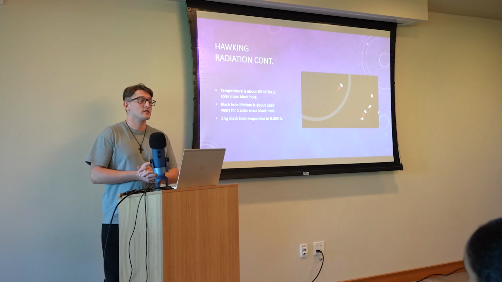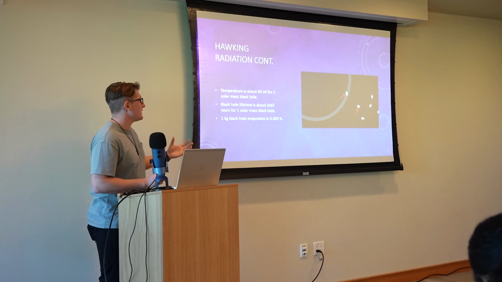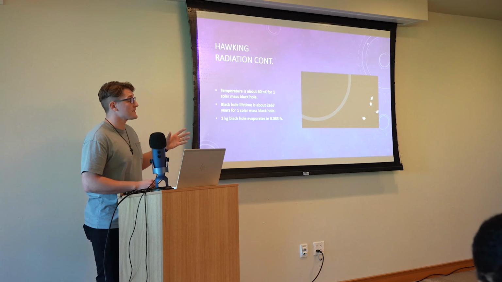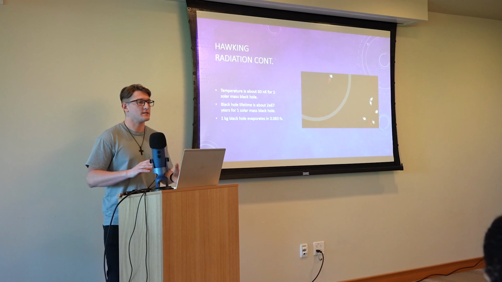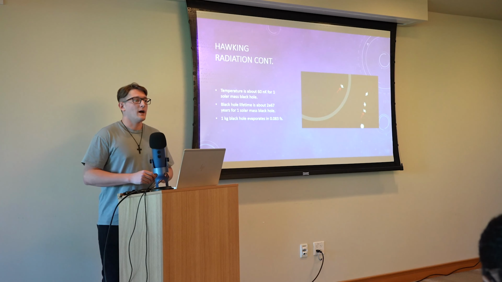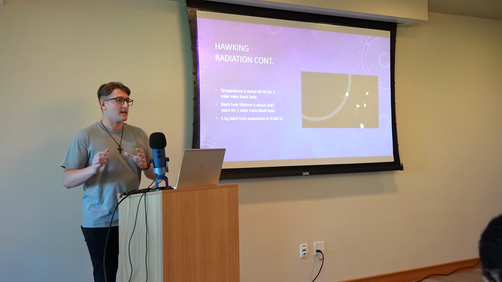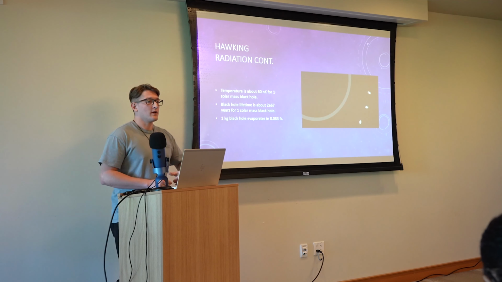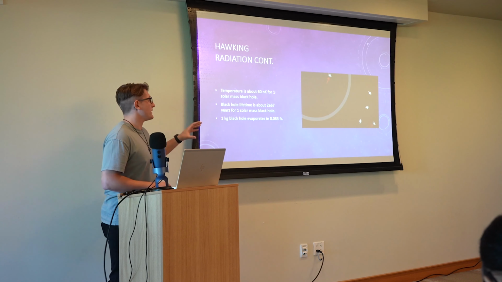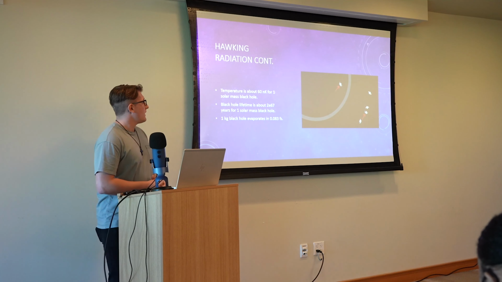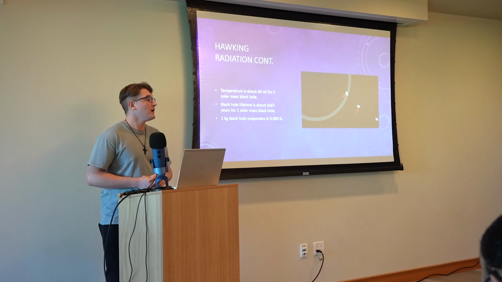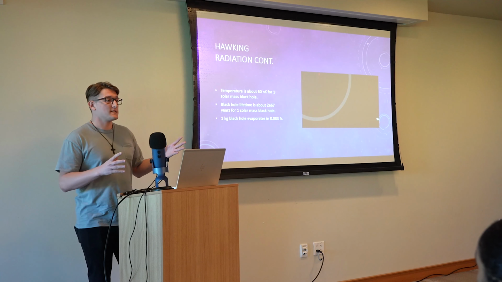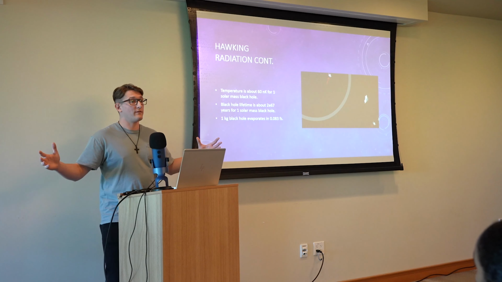From those equations I showed earlier, the temperature of a black hole for a solar mass is about 60 nanokelvin. That's colder than the background temperature of the universe, which is about 2 Kelvin. And for many of you who don't know what Kelvin is, it's a temperature scale, and room temperature is about 300 Kelvin. So it goes to show how cold black holes really are, and the more mass you add, the colder they get. And for a solar mass black hole, the lifetime of one is about 2 times 10 to the 67 years, which is a very, very, very long time.